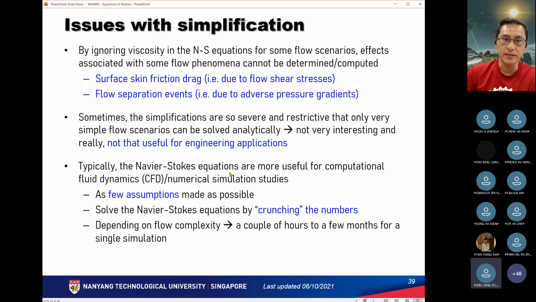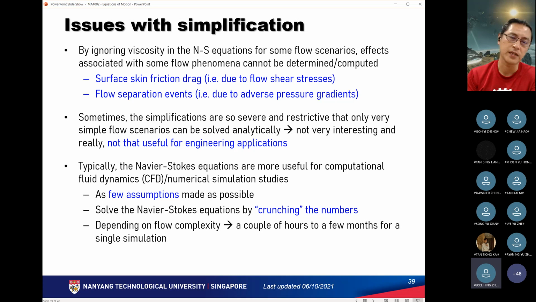Sometimes the simplifications are so restrictive that we are only able to come up with analytical solutions for really, really simple flow scenarios. Sometimes they are not that useful, but it's a good starting point nevertheless.